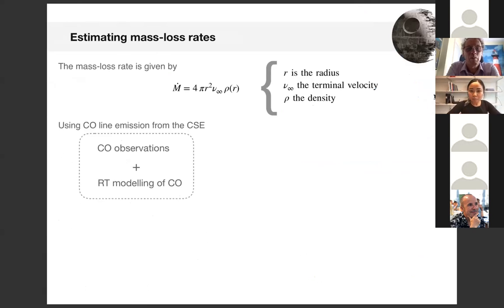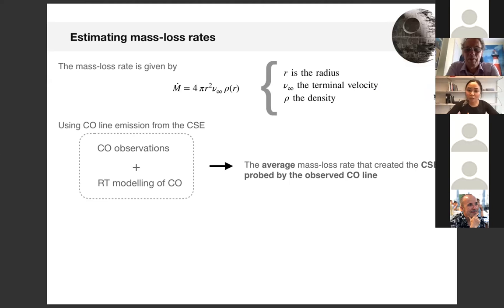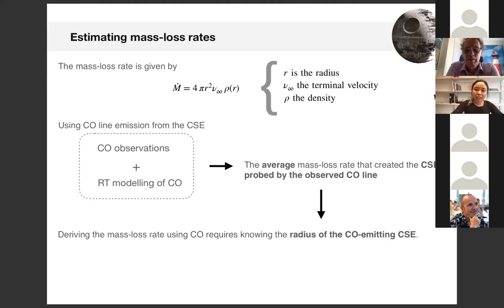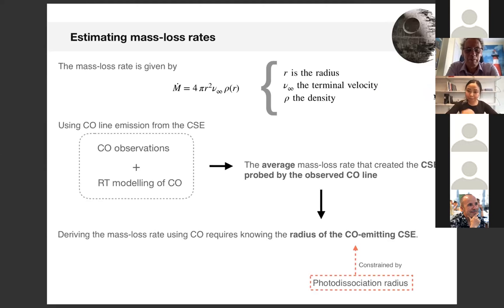One of the most reliable ways to estimate mass loss rates is to use CO line observation from the circumstellar envelope combined with radiative transfer modeling of the observed CO line. Using this method, what we get is the average mass loss rate that created the circumstellar envelope that is probed by the observed line. So if we want to derive the mass loss rate using the CO line emission, we need to know the radius of the circumstellar envelope that actually emits the CO emission that we observe. And in previous studies, this was done using photodissociation models.